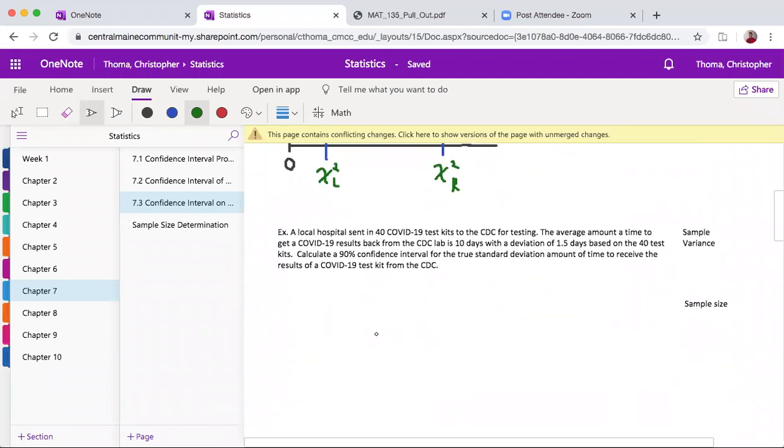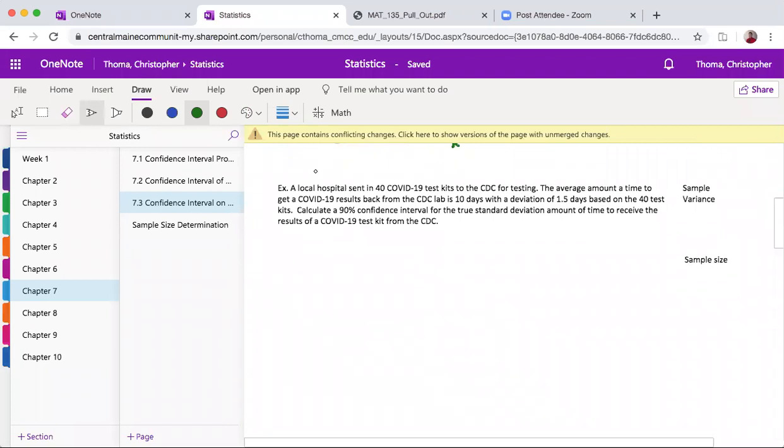So let's do this problem here, and then we'll call it a day. A local hospital sends the same 40 test kits for coronavirus. Yes, I'll try to slow down a little bit. So the average amount of time to get the results back is still the same 10 days with a deviation of 1.5 days on the sample of the 40 test kits. We are going to calculate a 90% confidence interval this time on the true standard deviation. So that's what separates this problem from the last problem, right? The last one was calculate a confidence interval of the true average amount of days to get the test kit. Now we want to know the true deviation of time to get a test kit.